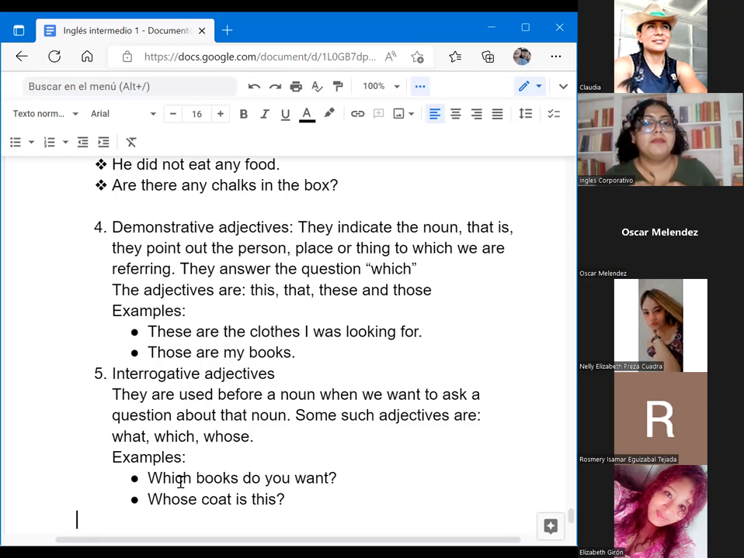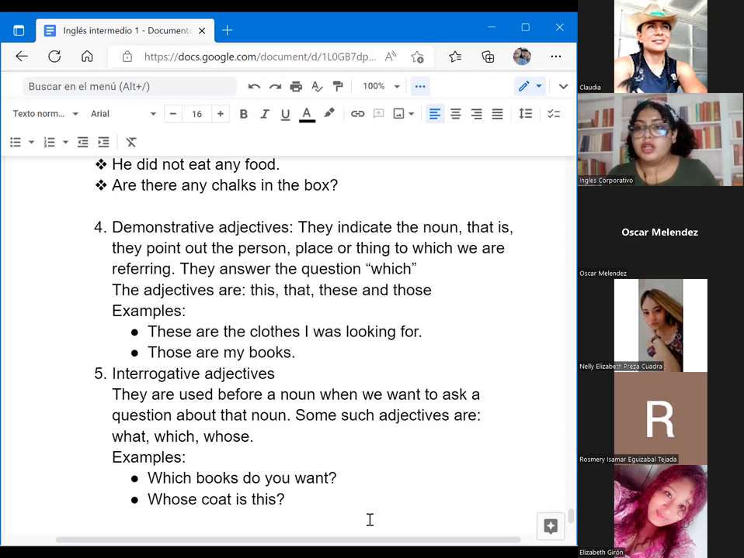Now, we are going to change that information about the adjectives because we are going to talk about the comparative degree of adjectives. Vamos a enfocarnos en el tema específico de hoy, que son los comparative degrees of adjectives. ¿Por qué? Because we are going to use the comparison. Vamos a utilizar la comparación para nuestros ejercicios.